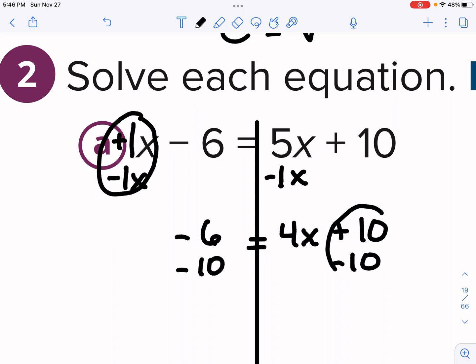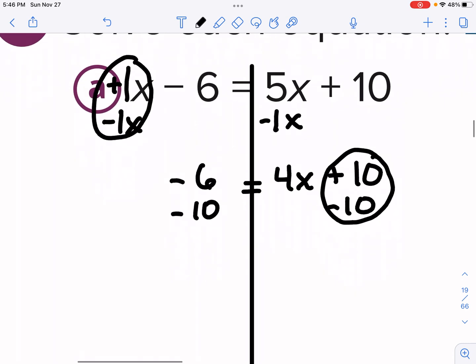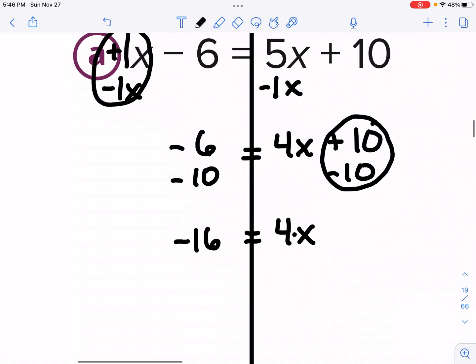Right, and just like how I circled for the x, I'm going to circle this. That's equal to 0. -6 minus 10, right, same signs. You add and keep the sign. So add, 6 plus 10 is 16. Keep the sign, they're both negative, so I keep it as -16. And that's equal to 4x. Now here, if we have a coefficient like this 4, it's multiplying. So the opposite of multiplying by 4 is dividing both sides by 4.